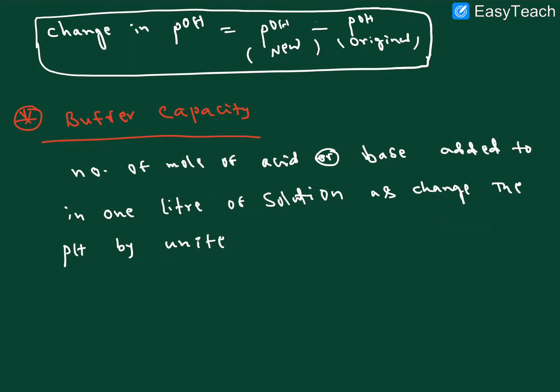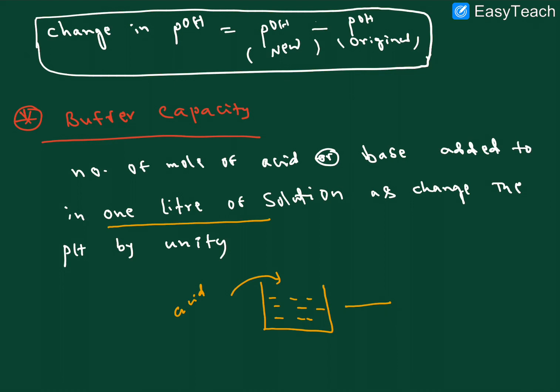Right, one more concept here, that is buffer capacity. What is buffer capacity? The number of moles of acid or base added to 1 liter of buffer solution that changes the pH by one unit is called buffer capacity, right? So how much acid or base we add so that the pH of 1 liter changes by 1 unit, that capacity is called buffer capacity. How to calculate this buffer capacity? I hope it is clear.